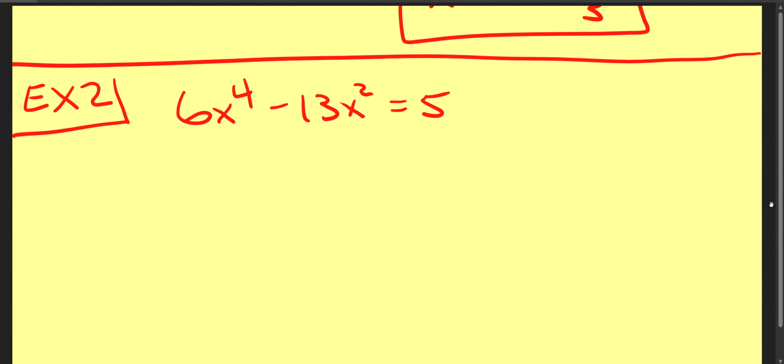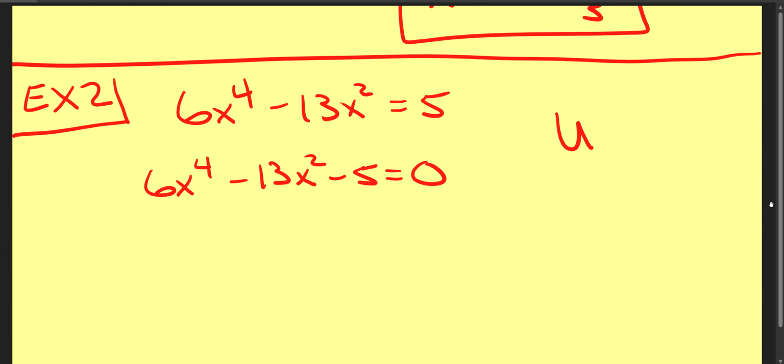Here's my problem. I want to get it in standard form first, so subtract 5. That means I'm going to have 6x to the 4th minus 13x squared minus 5 equals 0. Okay, I want to do u substitution because I can see that if u equals x squared, it's right there in the middle term. The variable of the middle term is what we're setting equal to u.